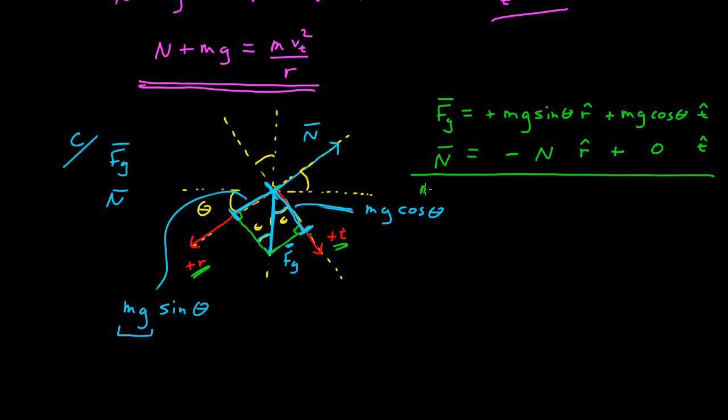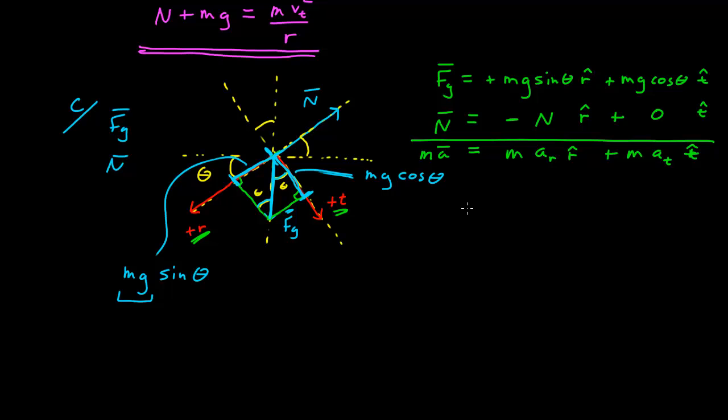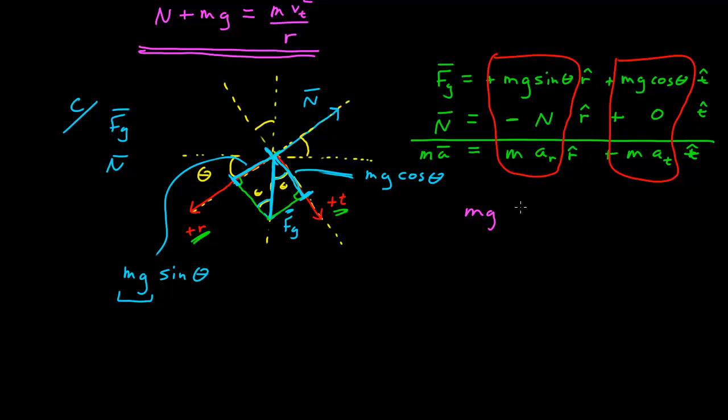So the sum of these forces is the mass of the object times the acceleration, and in circular motion, that is the mass of the object times the radial acceleration plus the mass of the object times the tangential acceleration. So what sort of relationships does this give me? Well, I can set up my relationships from my components, which tell me that mg sine theta, sorry, I'm going to do cosine first, do the tangential.